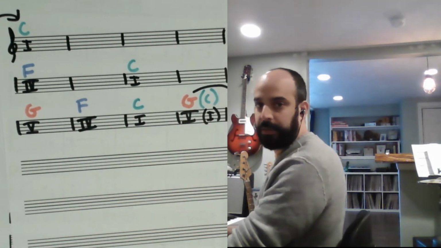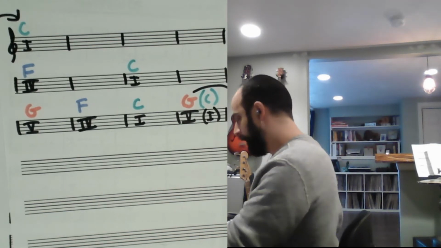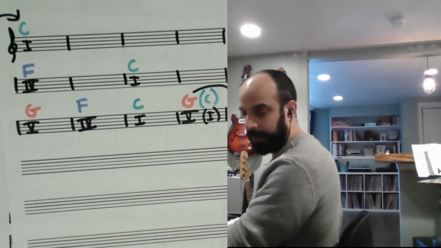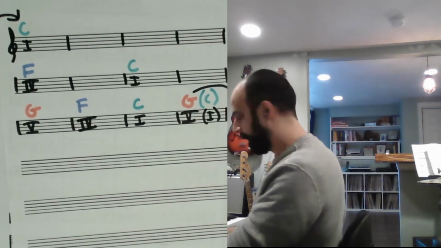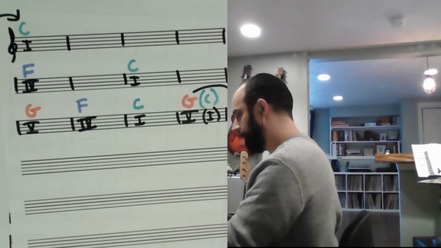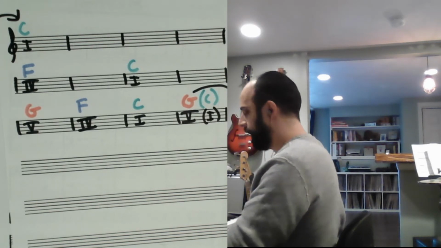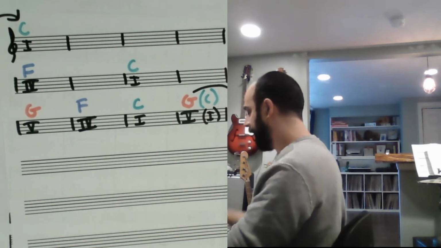Okay. So a 1, second measure, third measure, fourth measure, F chord, second measure, back to C. C again, G chord, F chord, C chord, back to G, back to 1. Now we're at the top again. All right, so that's the sound that we all know.